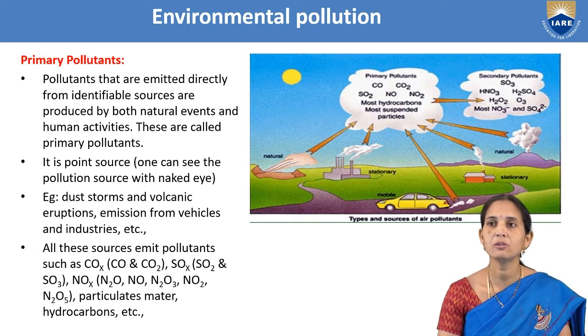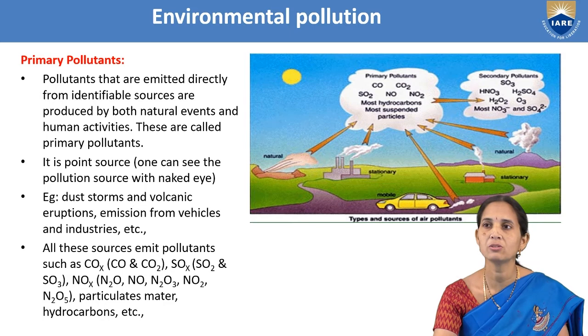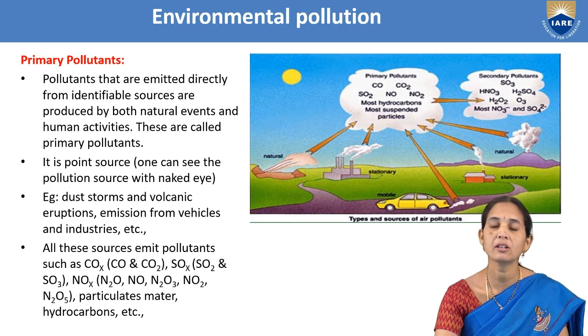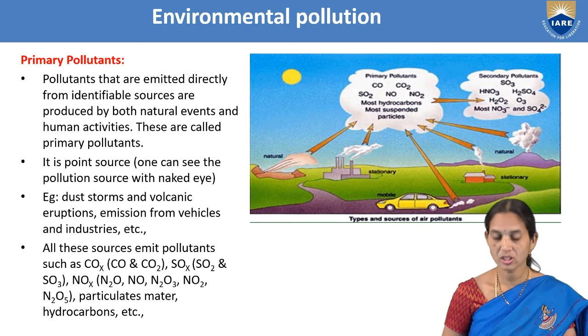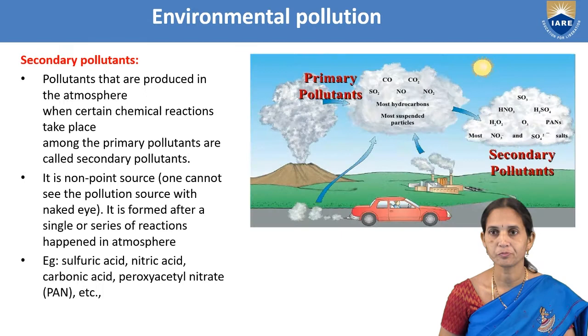So we can look into this diagram. Here primary pollutants are there. So we can see in the diagram CO, CO2, SO2, NO, NO2. These are primary pollutants. From where are we getting these pollutants? We are getting them from industries, from vehicles, and from volcanic eruptions. So these are called primary pollutants.